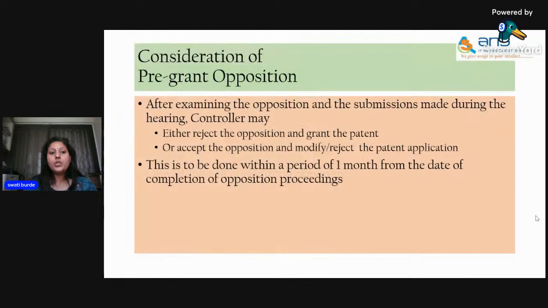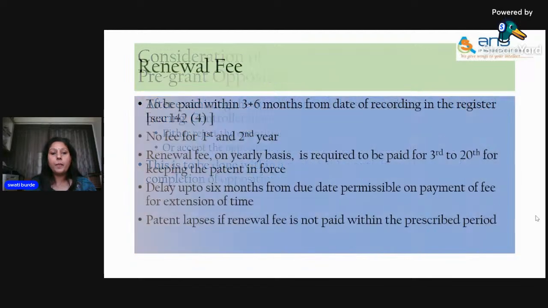Post-grant opposition is usually after the patent is granted. Again, interested parties can go for post-grant opposition. Then again, the patent office considers it, and there is a proper procedure which goes on. Examination happens, hearings happen, and if they feel that it can be opposed, then the patent is opposed. Otherwise, the opposition is rejected.